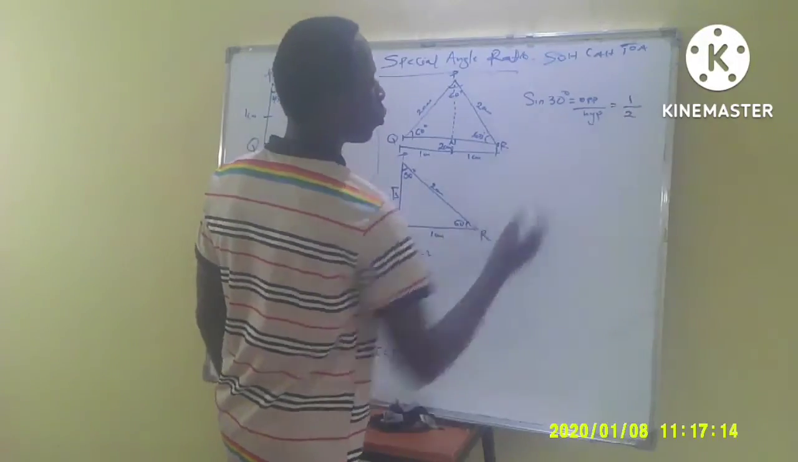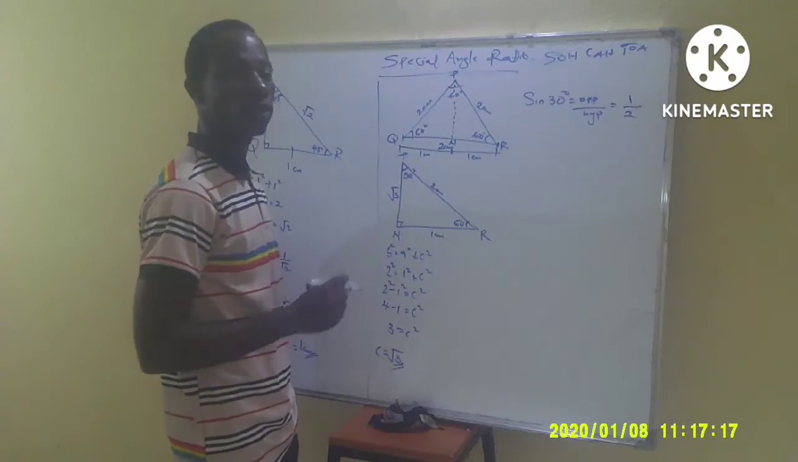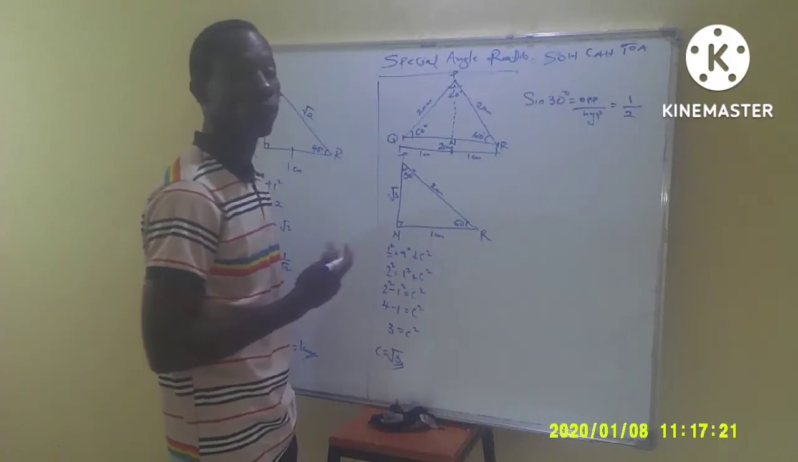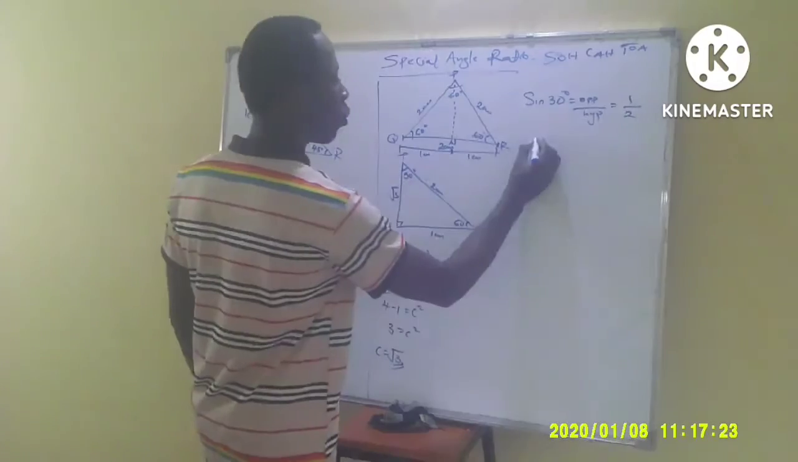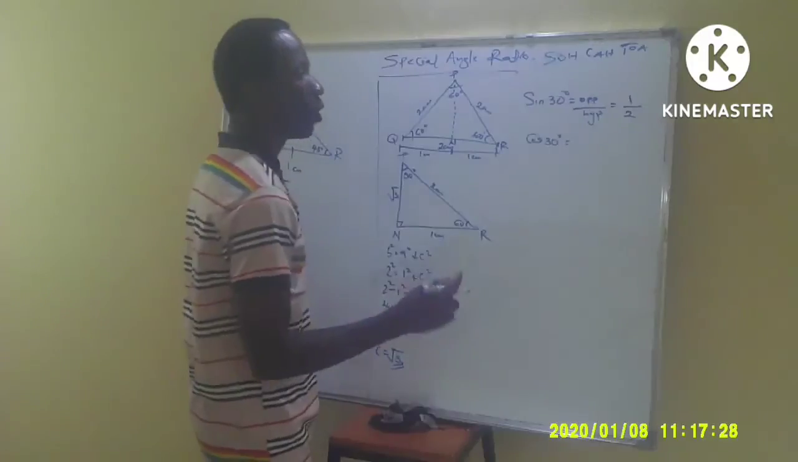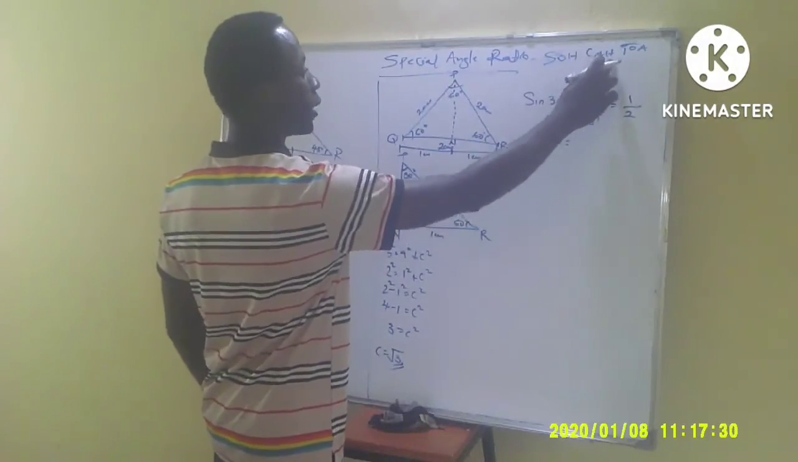1 over 2. So if you take your calculator and punch sine 30 degrees, it will give you 1 over 2. 1 over 2 is the same thing as what? 0.5. So let's go to cos 30 degrees. What is cos? Adjacent over hypotenuse, A over H.